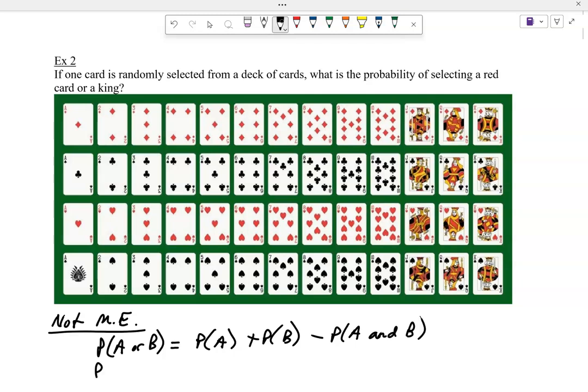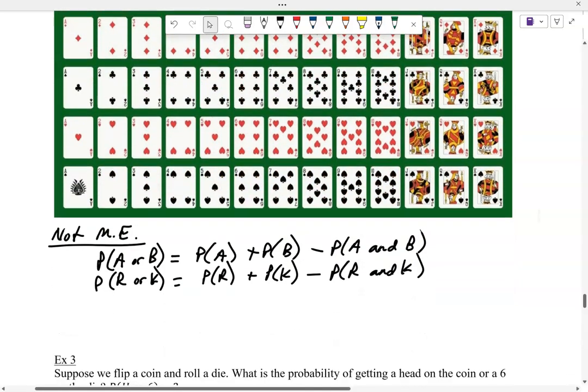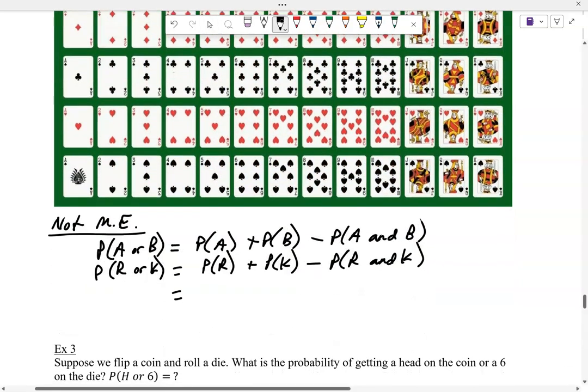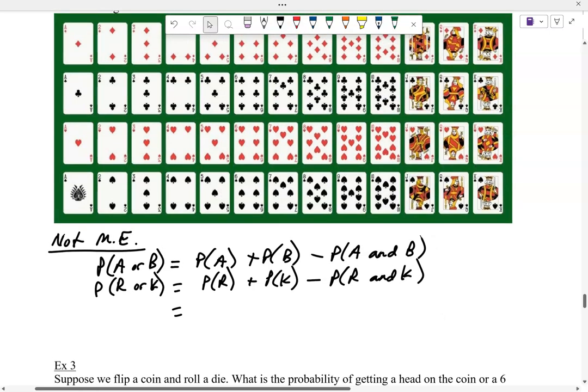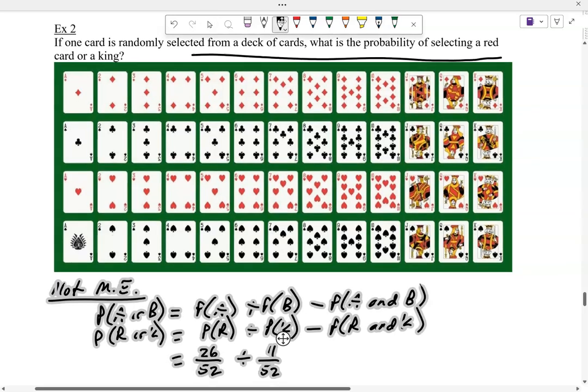But let's run through this. Probability of pulling out a red or a king would be probability of pulling a red plus probability of pulling a king minus probability of a red and a king. All right, so how many red cards are there? See the whole first row and the whole third row there? Yeah, so we got 26 out of 52. How many kings are there? I got 4 out of 52. So let's go ahead and circle those first of all. So here's all my reds.